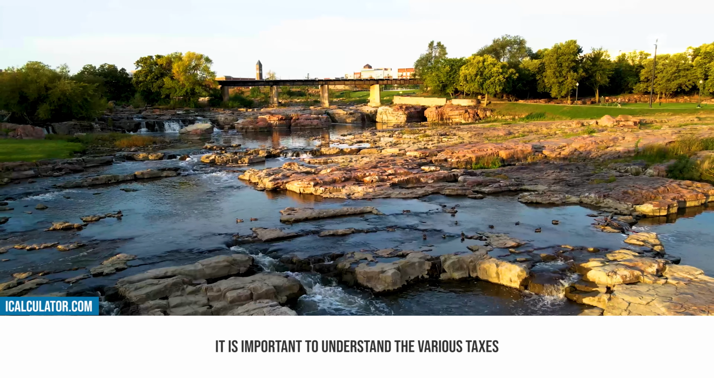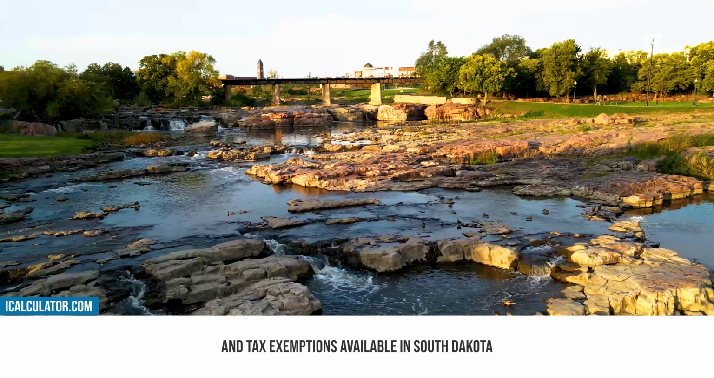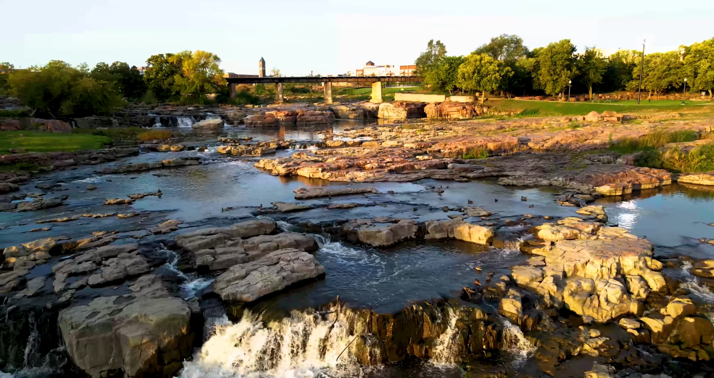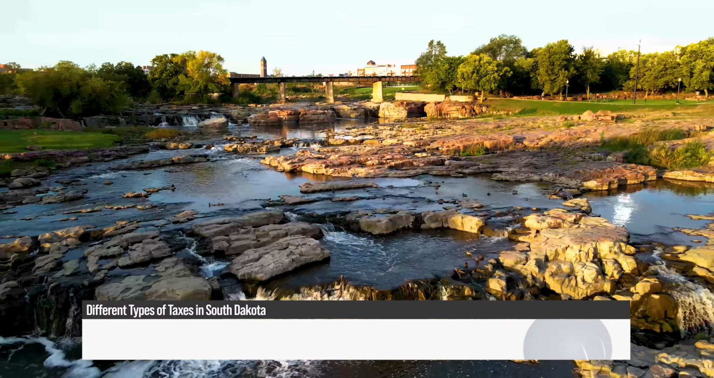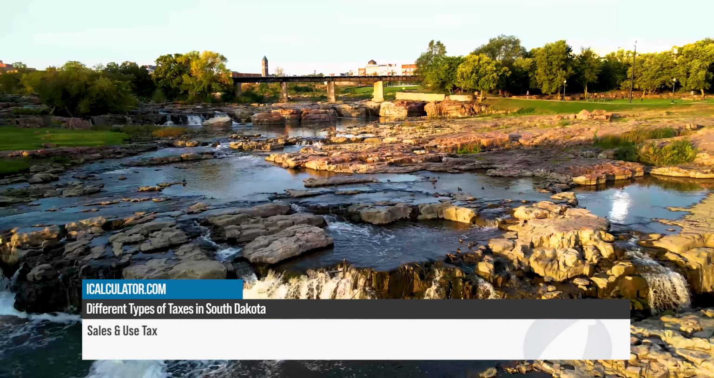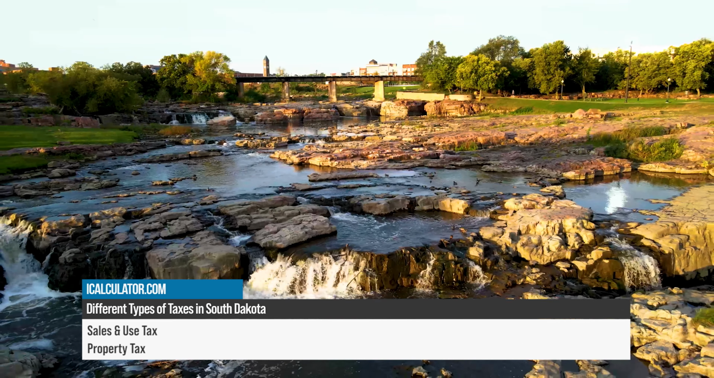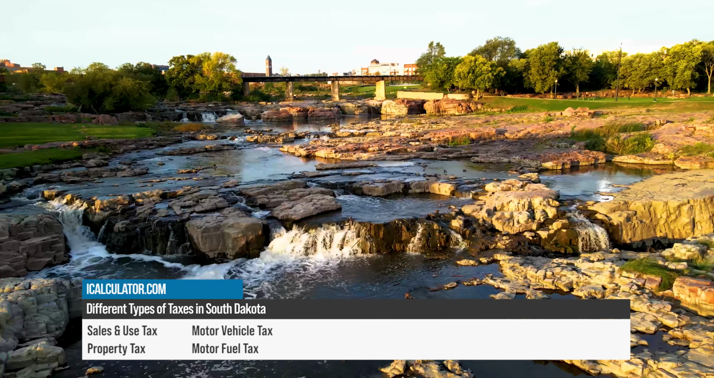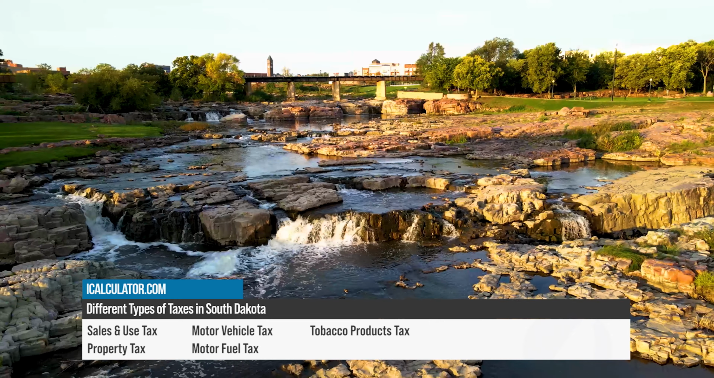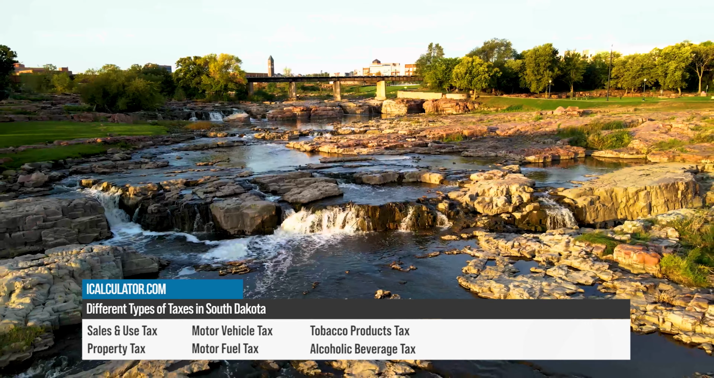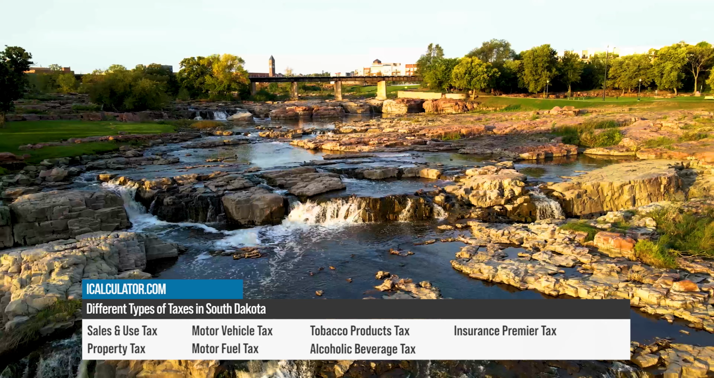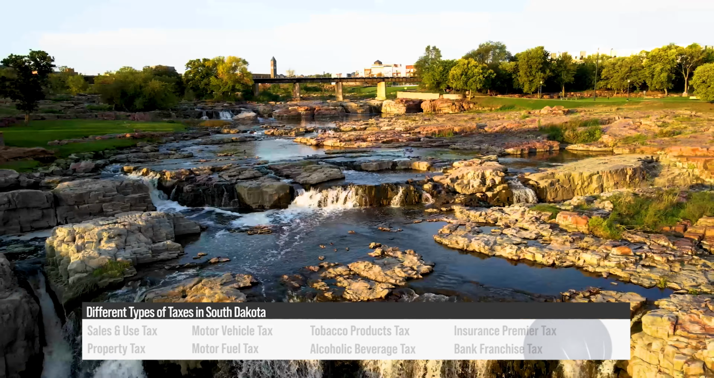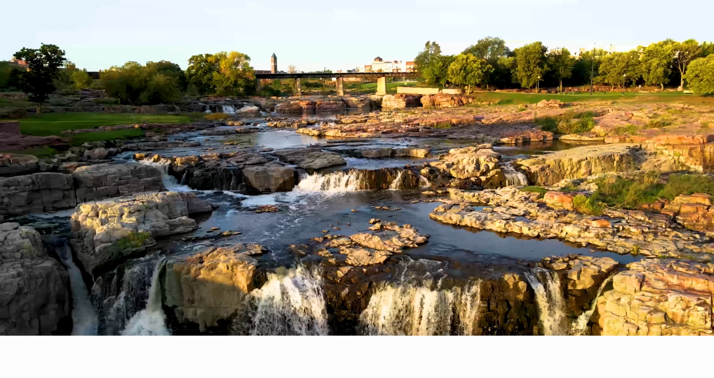It is important to understand the various taxes and tax exemptions available in South Dakota, so you get the most from your money. First, let's take a look at the different types of taxes. Sales and use tax. Property tax. Motor vehicle tax. Motor fuel tax. Tobacco products tax. Alcoholic beverage tax. Insurance premium tax. And bank franchise tax. Now let's take a look at these different types of tax in further detail.